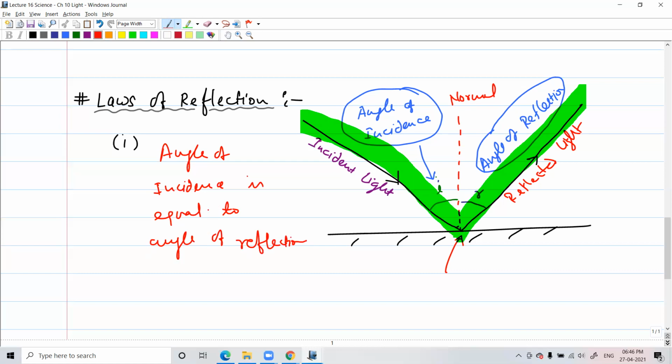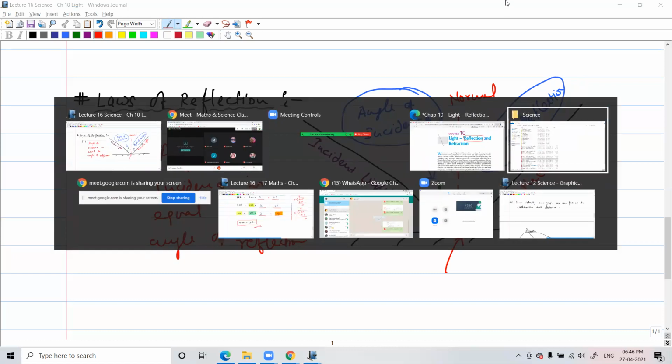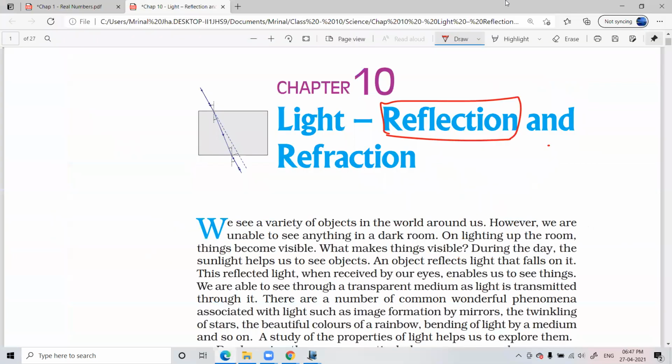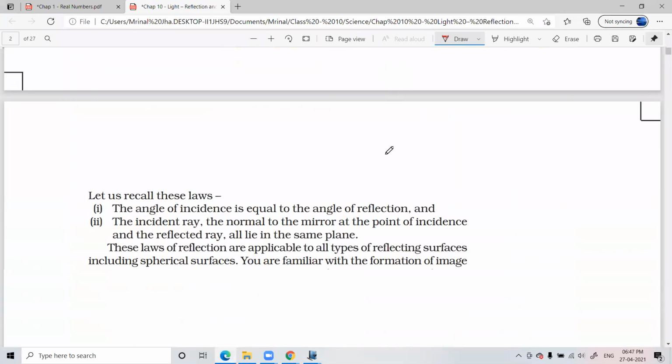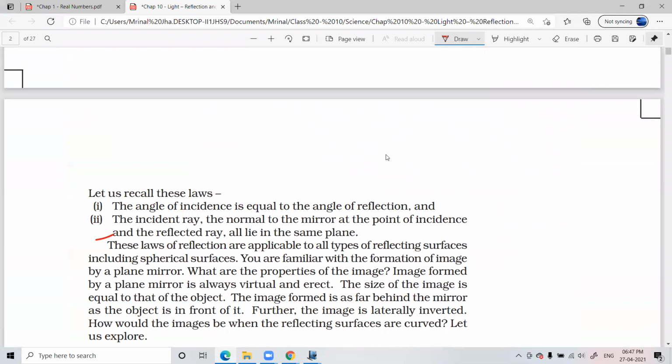This is your first law. You can see it in your NCERT book also. So you can underline it, mark it, whatever. Remember, the angle of incidence is equal to the angle of reflection.